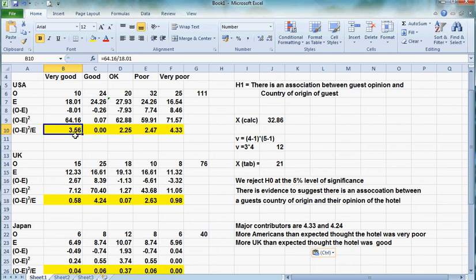And that is the chi-squared test for independence, question 3 on page 14. Thank you.